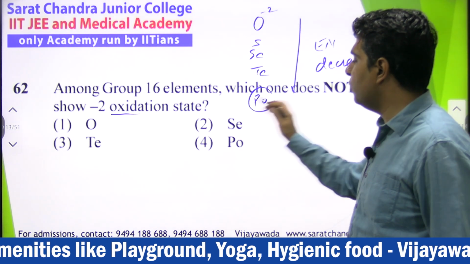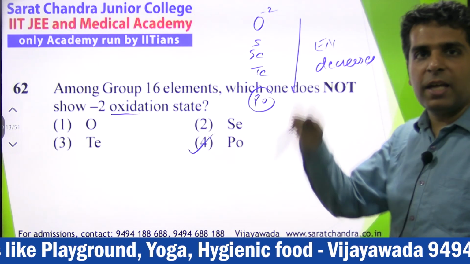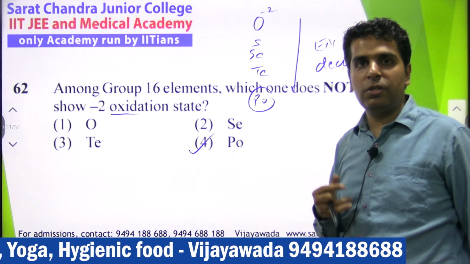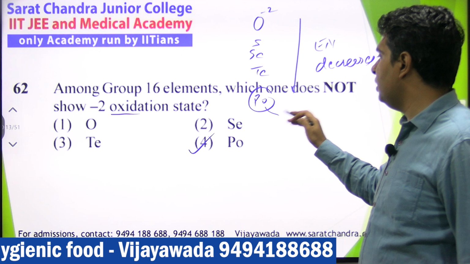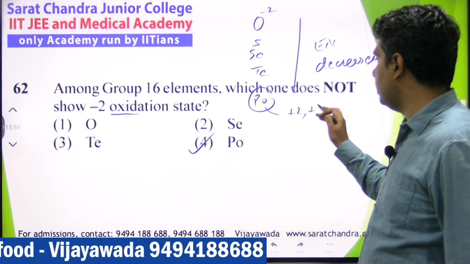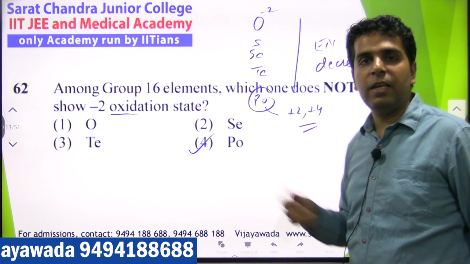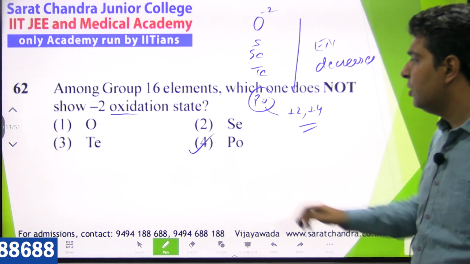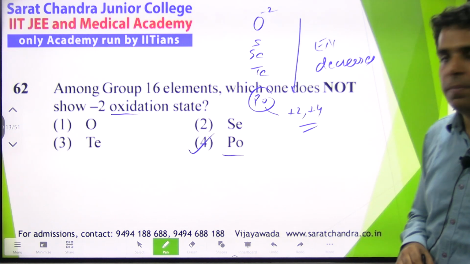So the answer is polonium. Down the group, metallic character also increases, and the tendency to show a negative oxidation state decreases. Polonium in fact generally shows +2 and +4 oxidation states and shows metallic nature. So it has metallic nature and does not show the -2 oxidation state. So the answer is the fourth option, polonium.